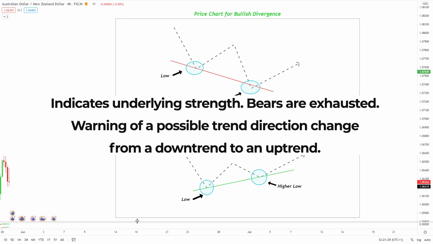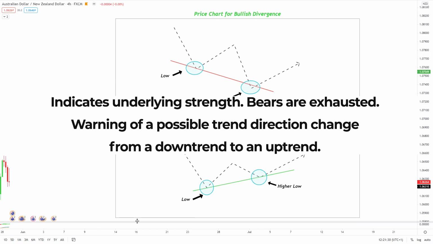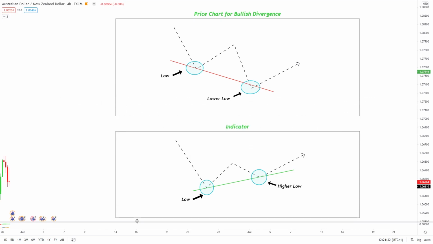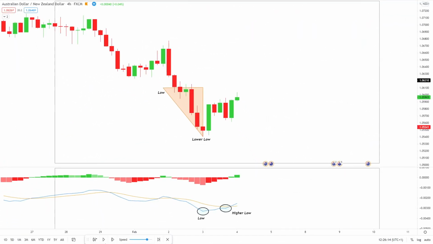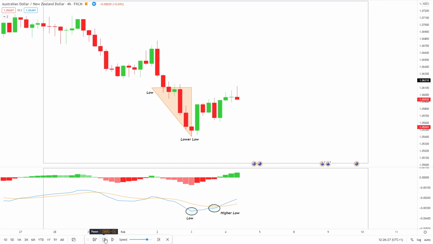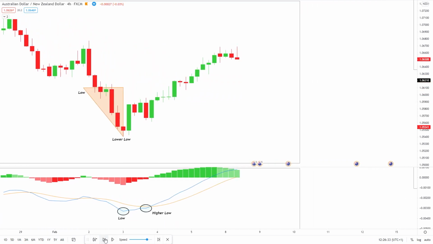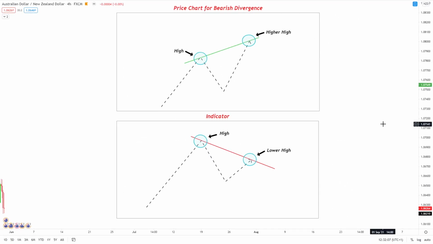And now I will show you a clear example of a bullish divergence on the chart so you can see how it looks. You can see that the price of the AUD NZD on a 4-hourly chart produces a lower low while the MACD indicator makes a higher low. This is a sign that a reversal may occur.